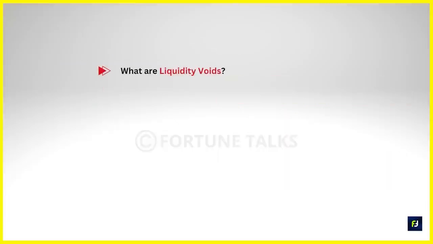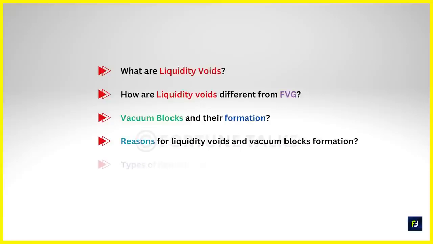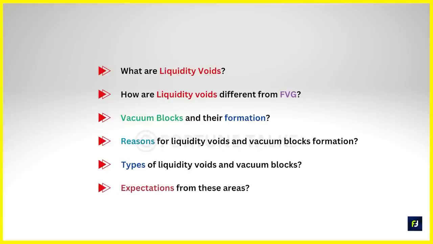So in this video, I will talk about liquidity voids and how they are different from a fair value gap. Then we will talk about vacuum blocks and their formation. We will also investigate the reasons why liquidity voids and vacuum blocks are formed on the charts. We will also look at the different types of liquidity voids and vacuum blocks. And finally, we will briefly discuss what to expect from these areas. This is going to be an interesting video, so watch the video till the end.